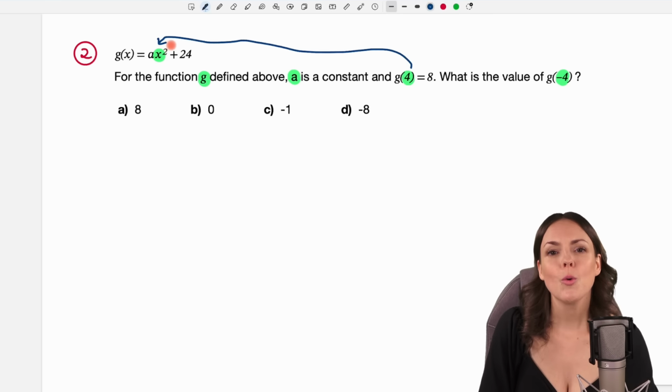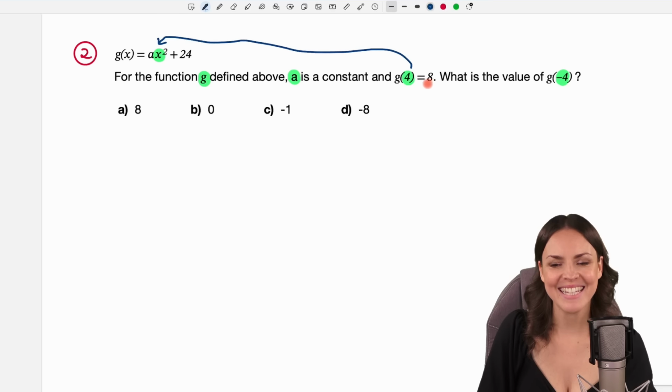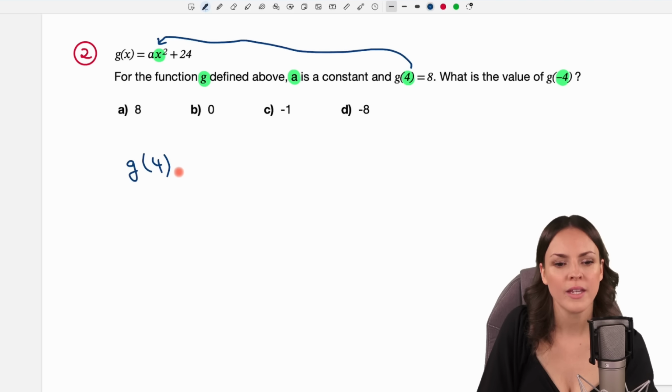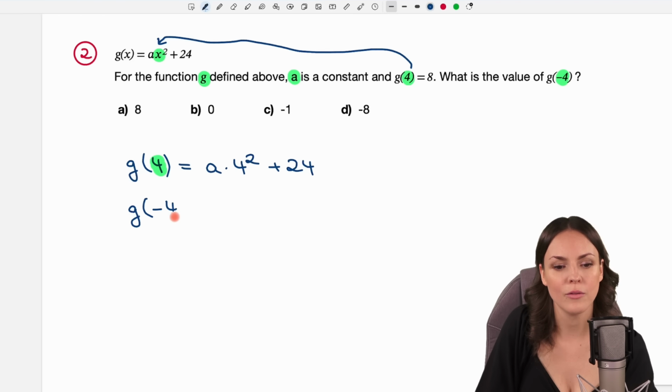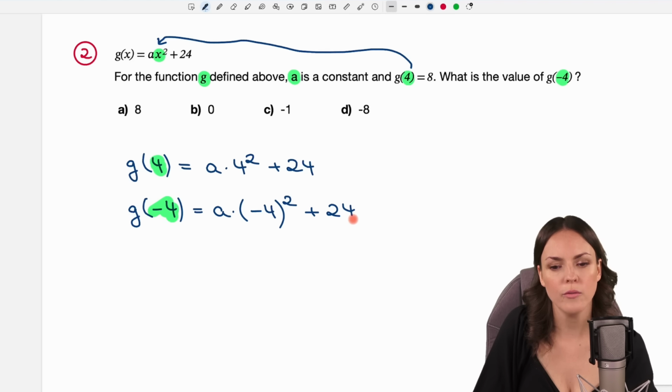Well, x is going to be squared, so the sign shouldn't really matter for the result, but let's take a closer look at this. So let's calculate g of 4. If we insert 4 into our function, we have a times 4 squared, and then plus the 24. And what happens if we insert negative 4 into our function? We have a times, and instead of the x, this time we insert negative 4. We square this thing as well, and then we have the plus 24.